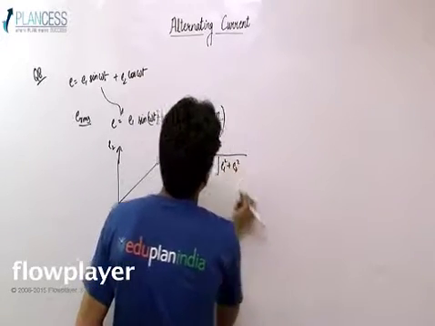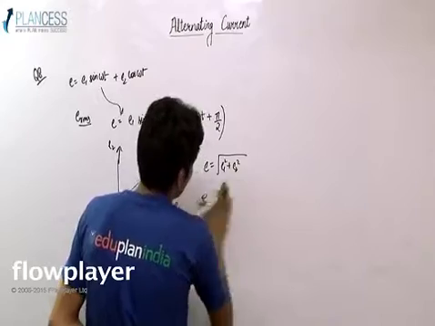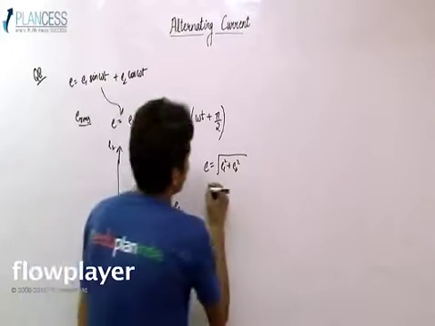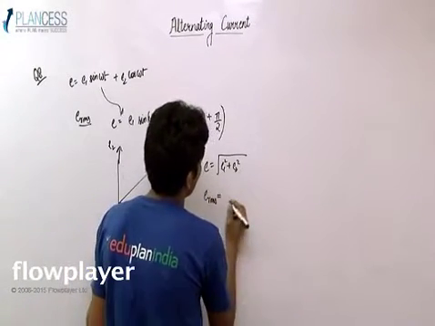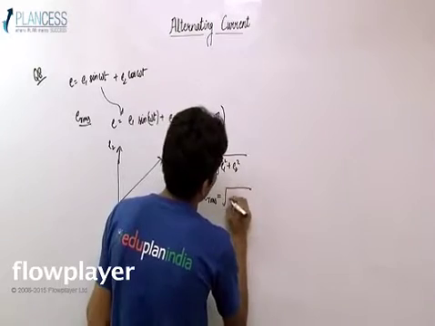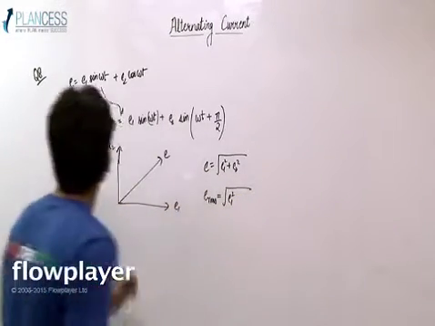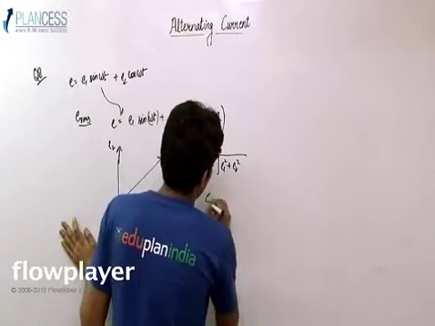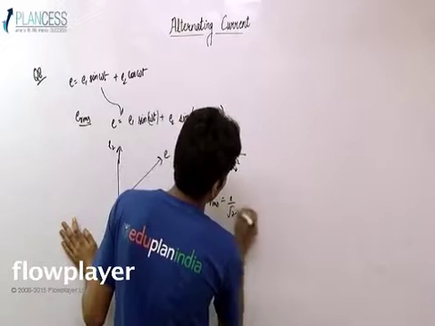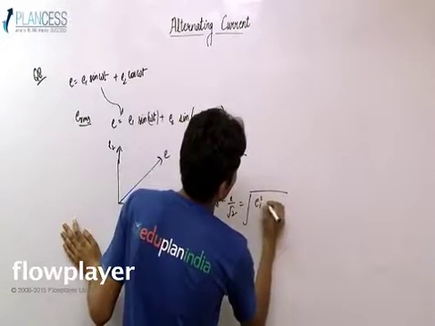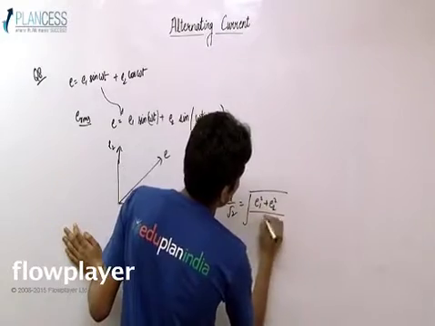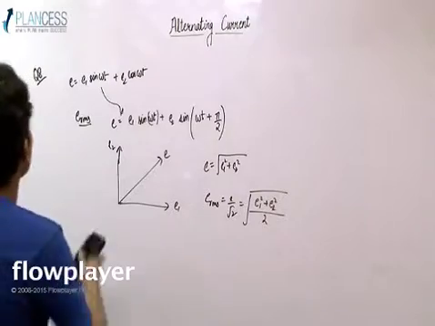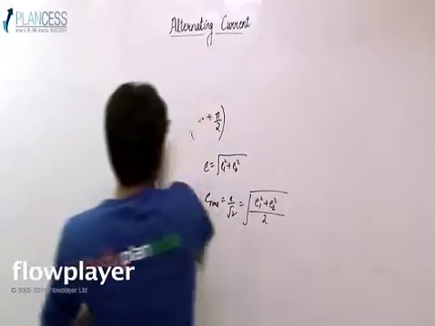E1 square plus E2 square, and thus ERMS would be E by root 2. So the relation is E equals root E1 square plus E2 square, and if you want to calculate ERMS, that would be E by root 2, which is root over E1 square plus E2 square upon 2. So this would be the answer of the calculation for ERMS. So we can see that the phasor diagram is pretty useful in this calculation also.